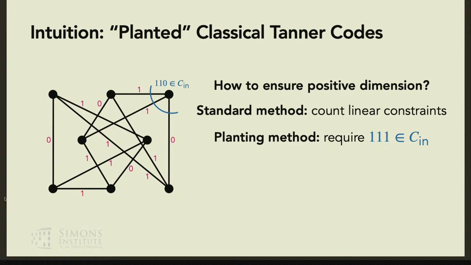What I'm claiming we can do is something much simpler. If we just want a single non-trivial code word, we'll literally just plant the all ones code word in the code. If we require that the inner code contains the all ones code word, then globally, if we take the all ones vector, every vertex sees only ones on its incident edges. So we just trivially have this all ones vector in our code.